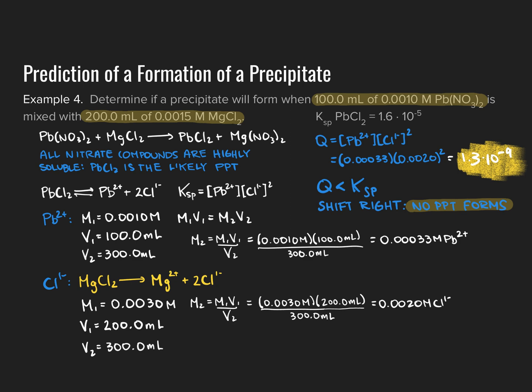If Q is less than K, we would shift towards the right, towards products, implying no formation of precipitate. In the opposite event, if the Q value is larger than K, that would imply that your current concentration of ions is greater than they would be were they in equilibrium in a saturated solution, and therefore to reach equilibrium, the system must shift to the left towards the position where that undissociated solid lies, therefore implying the likely formation of a precipitate.